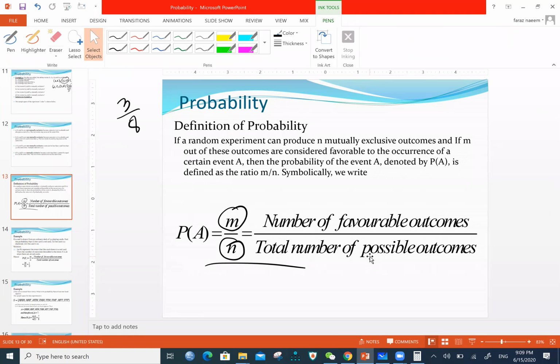Is that NPR? No, we are using NCR here. It's not NPR. It's NCR.